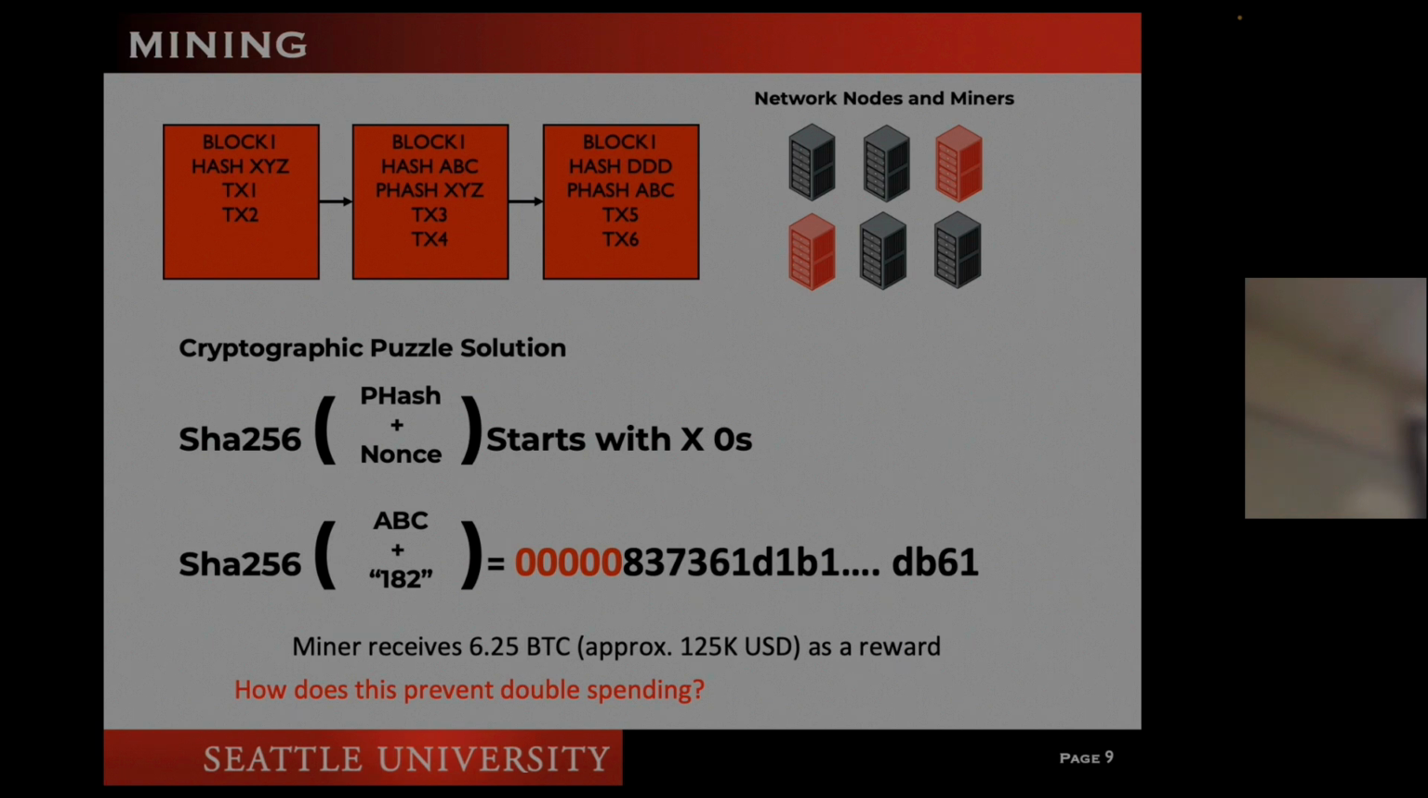Now this number, this 5, is variable. So if there's a lot of hashing power on the network, then the difficulty increases. So it can go from 5 zeros to 7 zeros, right? And then it will take longer to find the hash. This difficulty is determined based on the block creation time.